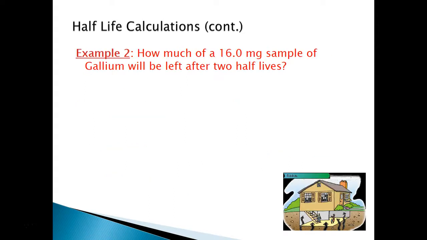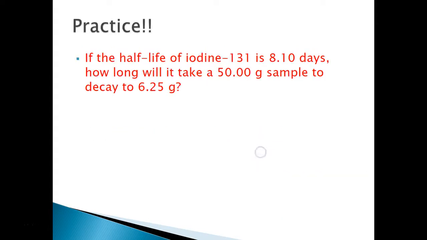Now this one's a little bit simpler. It says how much of a 16 milligram sample of gallium will be left after 2 half-lives? Well, it's telling us how many arrows there are, and it's giving us a starting mass of the sample. So after 1 half-life, there'll be 8 milligrams left, and after 2 half-lives, there'll be 4 milligrams left. Really easy to solve that problem if you know what you're looking at when you read it.